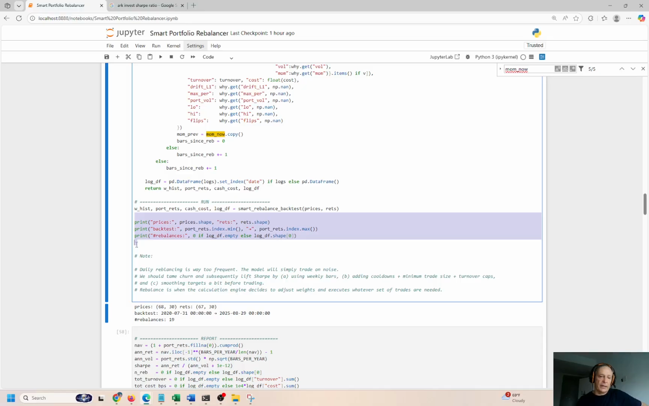So daily rebalancing is too frequent. It creates a lot of noise and a lower Sharpe ratio. I tested weekly. It lifted the Sharpe a little bit, but not substantially.